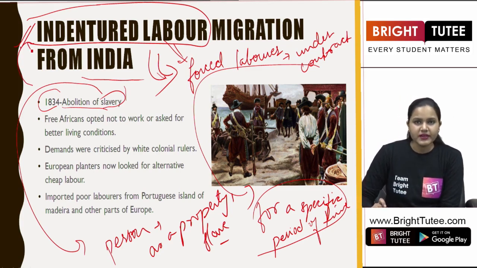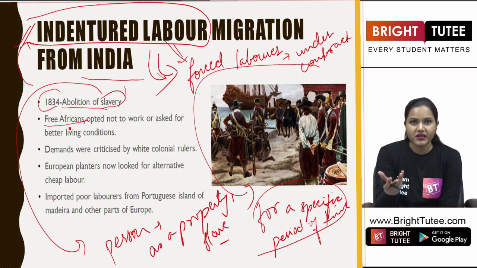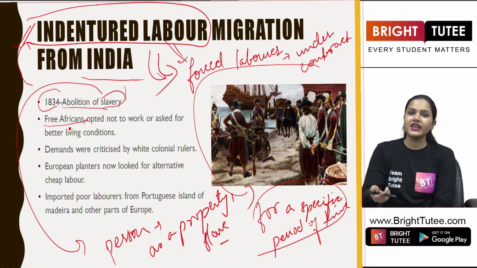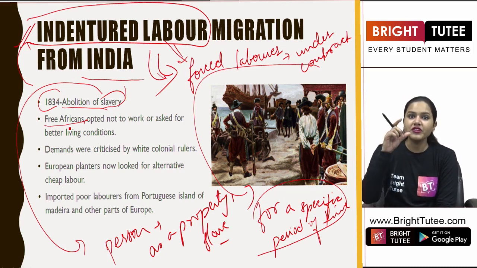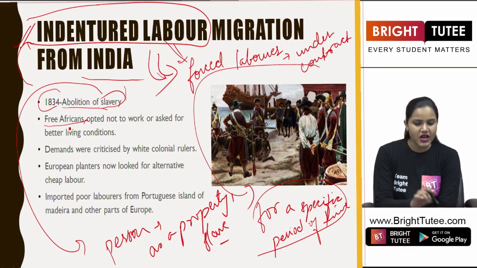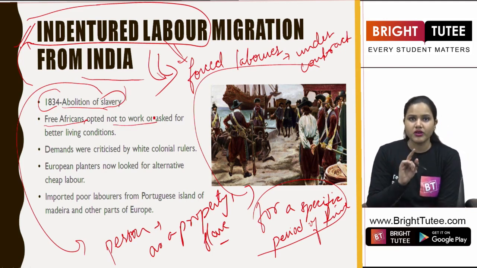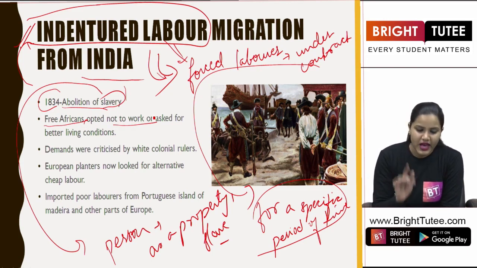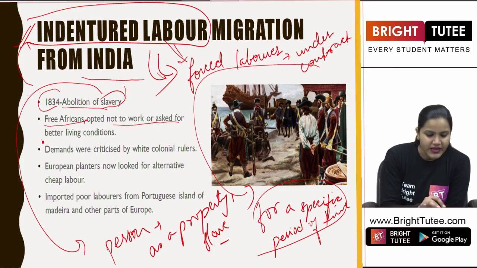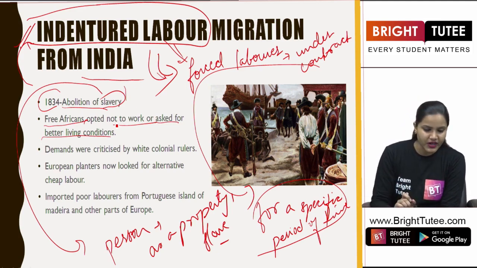But again, what are we seeing? We see that the Africans who were now free, because slavery has been abolished, and mostly all these slaves were taken from the Africa region. Before this we have heard about Africa, correct? So all these free Africans opted not to work. Now, one option was that they don't want to work, and the other option was that they asked for better living conditions if they are working, right?